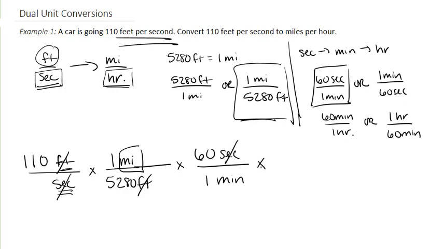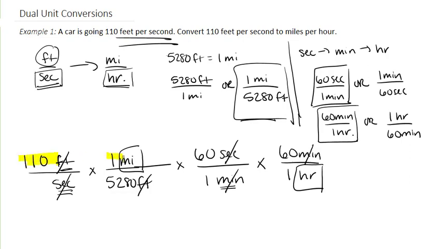So we need to multiply again to get hours. We need to get rid of this, so we need the minutes on the top. So we get 60 minutes over 1 hour. This gets rid of this here, and then we're left with hours on the bottom, which is exactly what we want. So the next thing we need to do is multiply all these numbers on the top, and then we'll multiply all the numbers on the bottom.